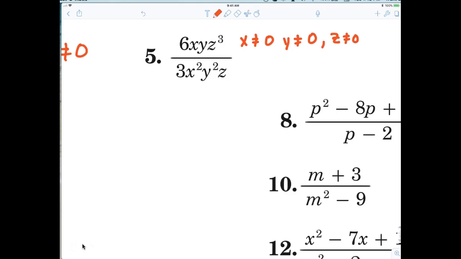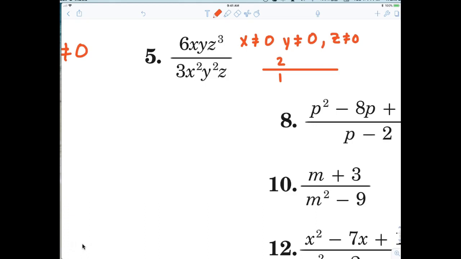X, y, and z can be anything but 0, is what they're telling you. All right? So now we're going to reduce that. So what's 6 over 3? 2, exactly. Now, I personally like to write 2 over 1, just to remind myself I'm dealing with a fraction. But the 1 doesn't have to be there.